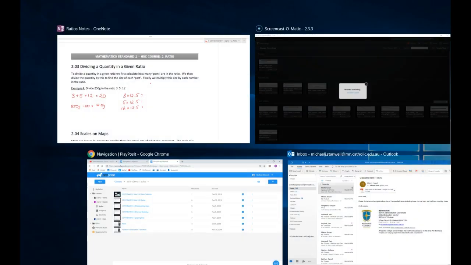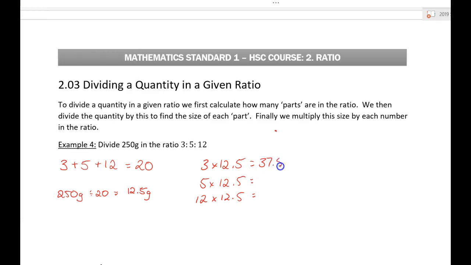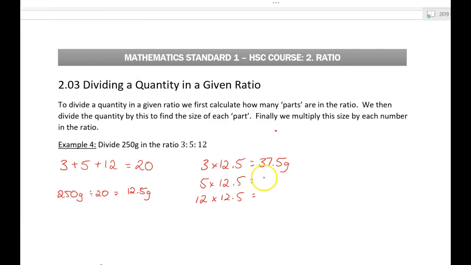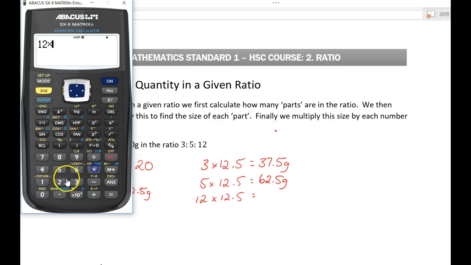You know what? I'm going to use my calculator. Here it is. Turn it on. Oops, it's been used for something else, so I'll just reset it. And 3 lots of 12.5 equals 37.5. Now 5 lots of 12.5 equals 62.5 grams. And you can see that that's not quite double the first one. And one to go here: 12 lots of 12.5 is 150.